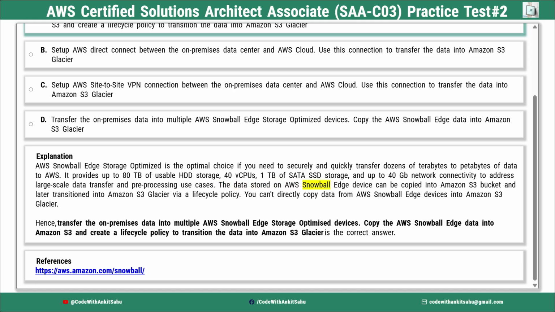The data stored on AWS Snowball Edge device can be copied into Amazon S3 bucket and later transitioned into Amazon S3 Glacier via a lifecycle policy. You can't directly copy data from AWS Snowball Edge devices into Amazon S3 Glacier. Hence, transfer the on-premises data into multiple AWS Snowball Edge storage optimized devices. Copy the AWS Snowball Edge data into Amazon S3 and create a lifecycle policy to transition the data into Amazon S3 Glacier is the correct answer. References.